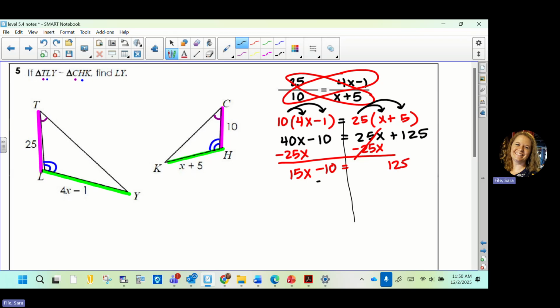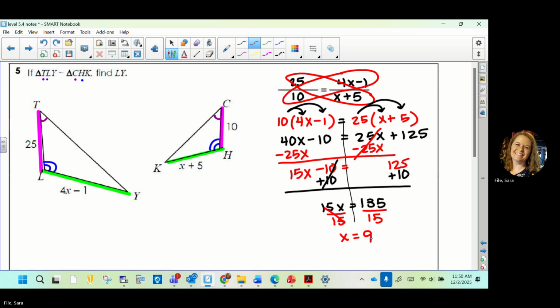So then I'm going to move the constant to the right. Opposite is add 10. That gets rid of it on the left and leaves me with 15x equals 135. Then I divide out the 15. You've got to divide out your coefficient. And 135 divided by 15 is 9. Now, that is algebraically how you solve that, like we did the last ones.